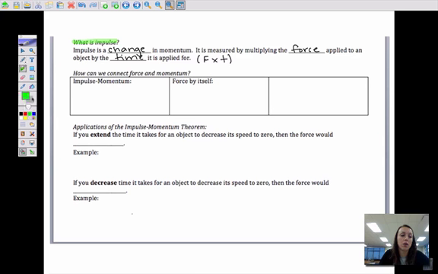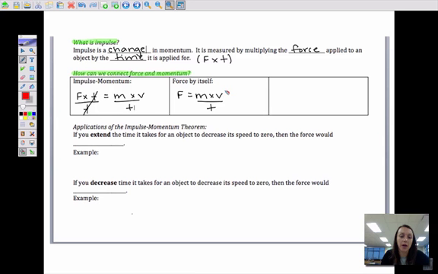Now, how can we connect force and momentum? It's our third question we're going to answer in our notes today. Impulse momentum can be related as follows. Force times time, which is impulse, is equal to mass times velocity, which is momentum. So we use impulse to change the momentum of an object. Now let's get force by itself. So in order to do that, we have to divide each side by t, or time. Then t goes away on that left side, so force is equal to mass times velocity over time.